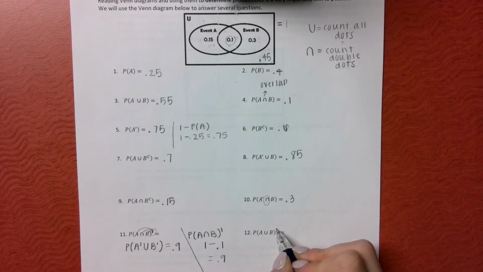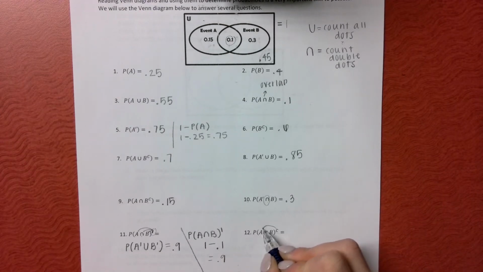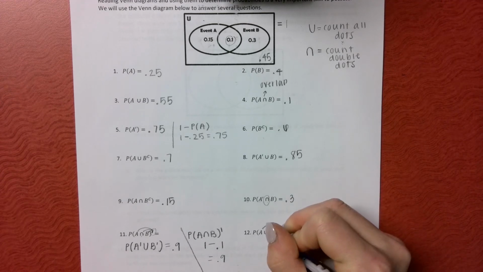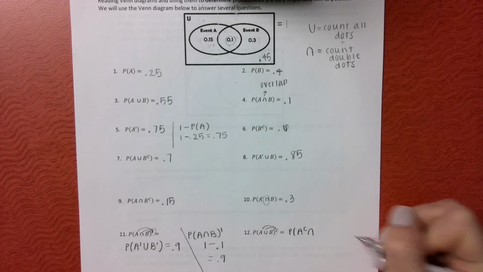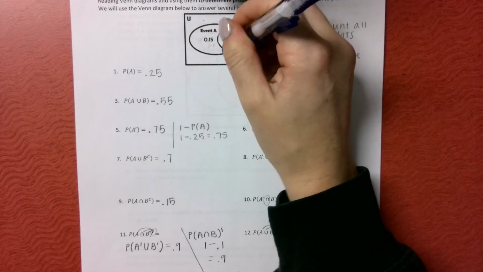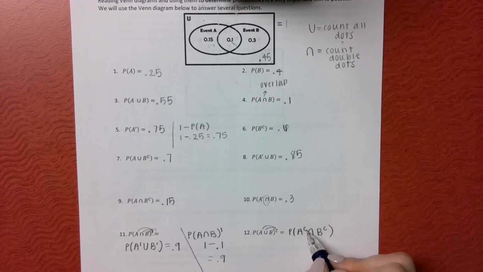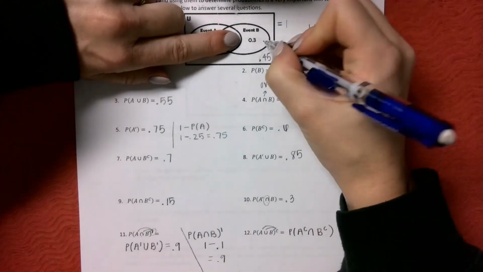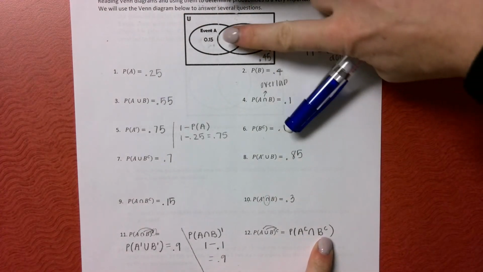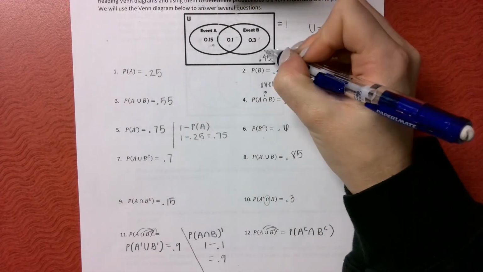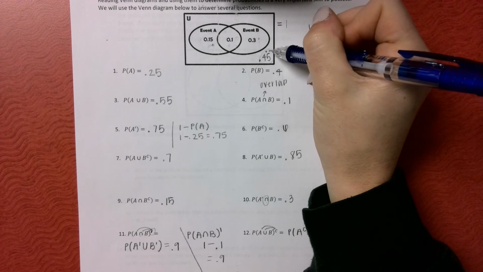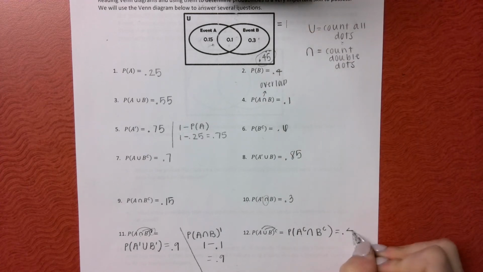Okay, so 12, same kind of thing. We have a complement on the outside of our parentheses. I'm going to distribute it in. So I have the probability of not A or complement changes it to an and, not B. So again, using my dot method, I am going to put dots on everything that's not in A. So the 0.3 and the 0.45. And I'm putting dots on everything that's not B. So the 0.15 and the 0.45. And means I want where they overlap, which is double dots. So that was the 0.45.